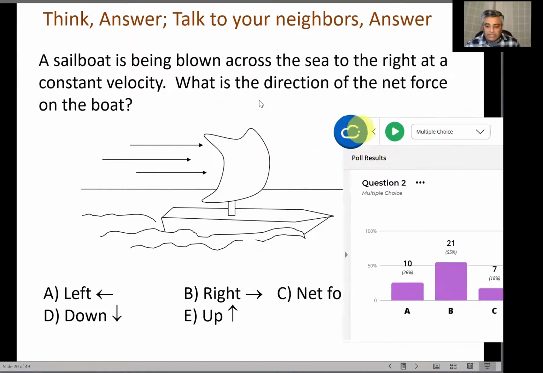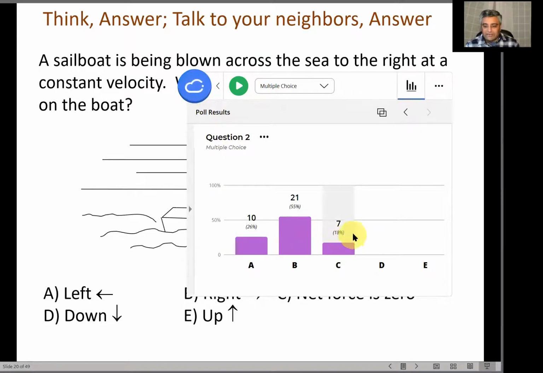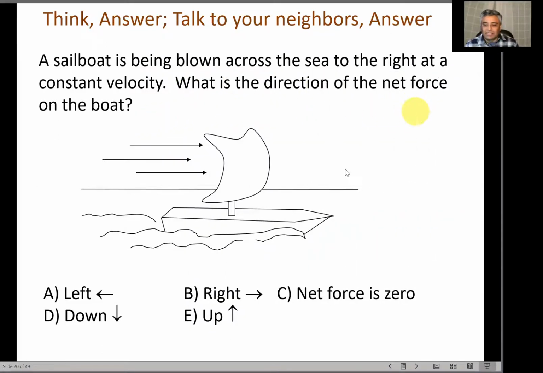So this is moving to the right, so net force must be to the right. Is there anything wrong with that statement? Since it is moving to the right, the net force also must be to the right, although it is moving with constant velocity. Is my statement correct? Yes or no? Why?